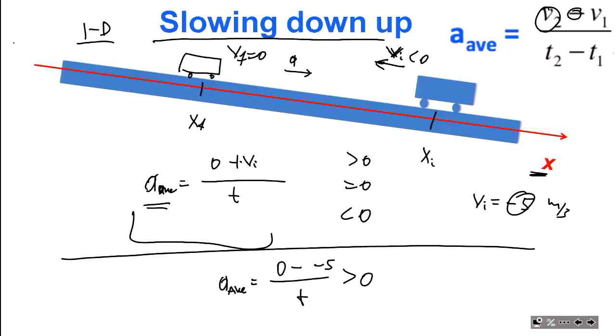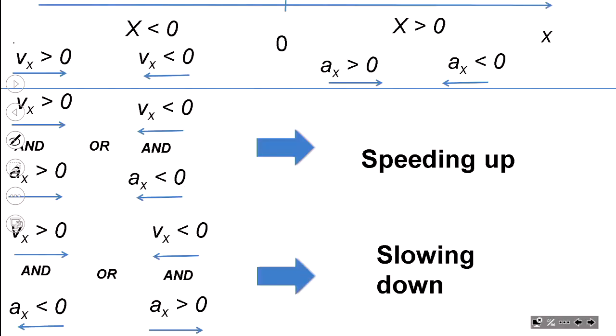Speeding up, velocity and acceleration point in the same direction. Acceleration helps to move it faster and faster. Slowing down means acceleration, which people call deceleration. Don't do that, it's wrong. It's outdated. It's still acceleration, but it points opposite to velocity. That's why velocity decreases. Speed decreases.